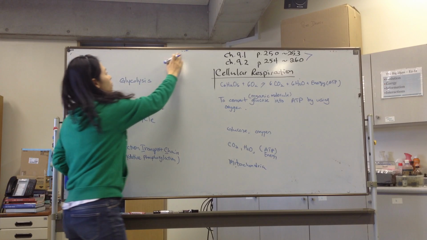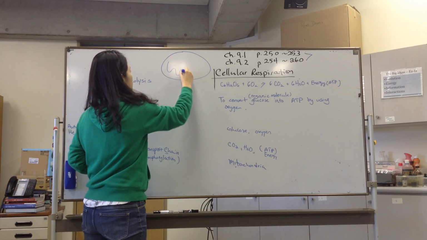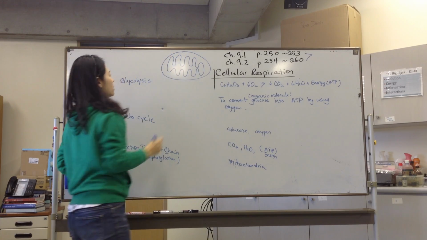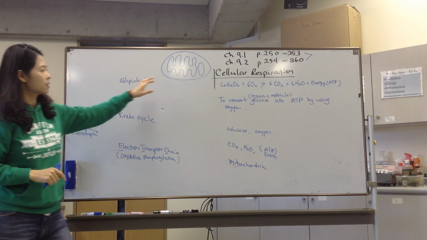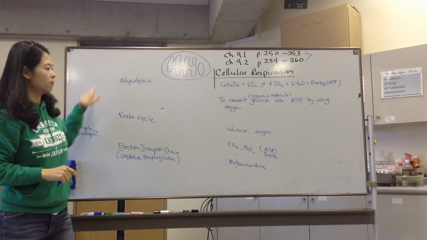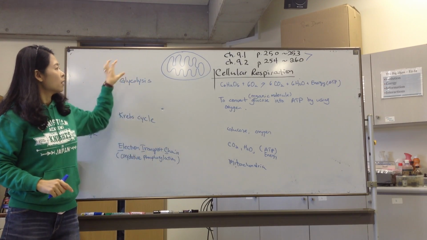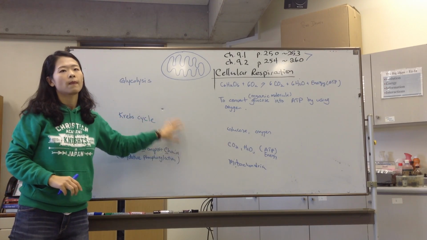Okay, let's draw a mitochondria. These are the 3 stages of cellular respiration. Imagine that this mitochondria is in my cell, the whiteboard. So the whiteboard is the cell, and here's a mitochondria. What is this space? Cytoplasm.